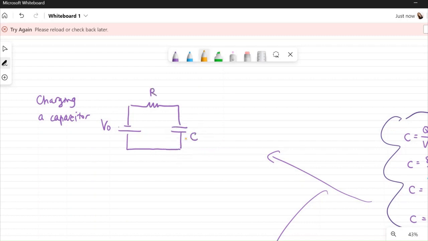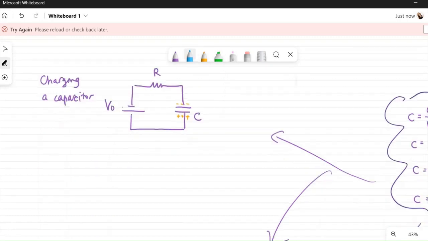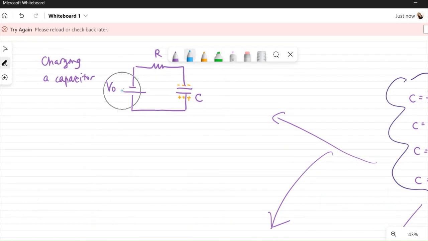Which means this plate here will be charged to the negative plate, this plate below here will be charged to the positive plate, right? So to charge a capacitor, we need a potential difference of V naught and then connect a resistor in series to C, right? This circuit, we will call it an RC circuit as well. RC series circuit, okay, to charge a capacitor. So let's look at the graph.